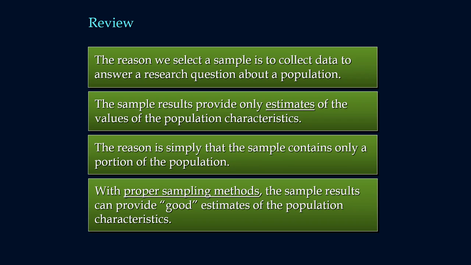Again, the reason we do that is it's a lot simpler, less time consuming and less expensive for us. And the proper sampling methods and sample results can provide good estimates, and they are just that. They are estimates of the population characteristics. The reason we call these estimates is that there's always going to be sampling error, right? And then the other type of error is that non-sampling error that we talked about, that human error that occurs.